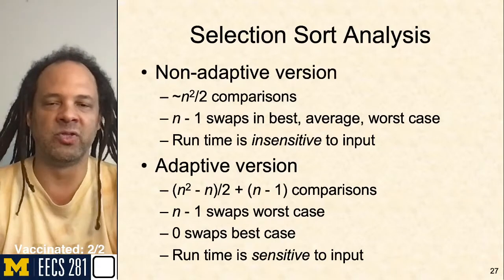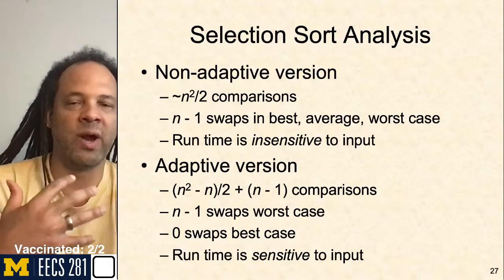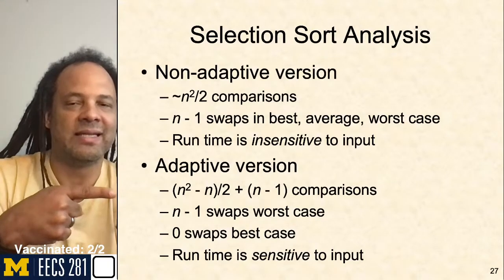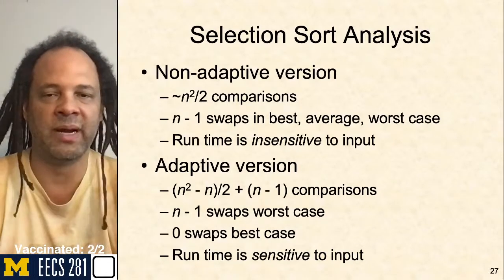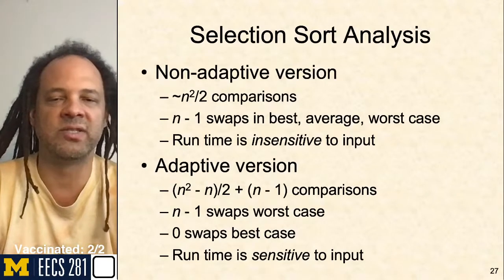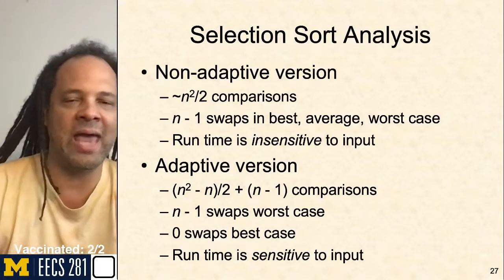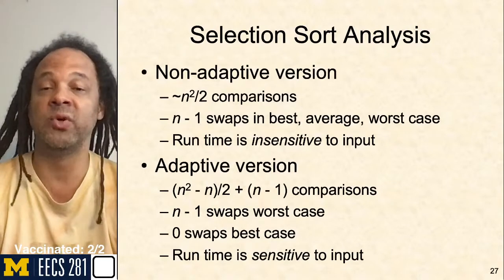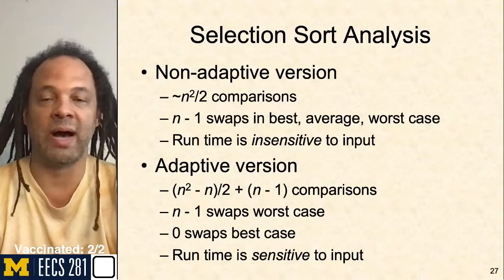In our adaptive version, we still do the same number of comparisons that we were doing before, this n-squared over 2 approximate run. We see here it's more exact: it's n-squared minus n over 2. That's the approximately n-squared over 2 comparisons. And we've also added an additional check to see, should I do this swap because I've got 2 unique items. So I've added an additional n-1 comparisons. So the big O of comparisons has not changed, but I am doing more. It's still big O of n-squared. But I'm doing fewer swaps.